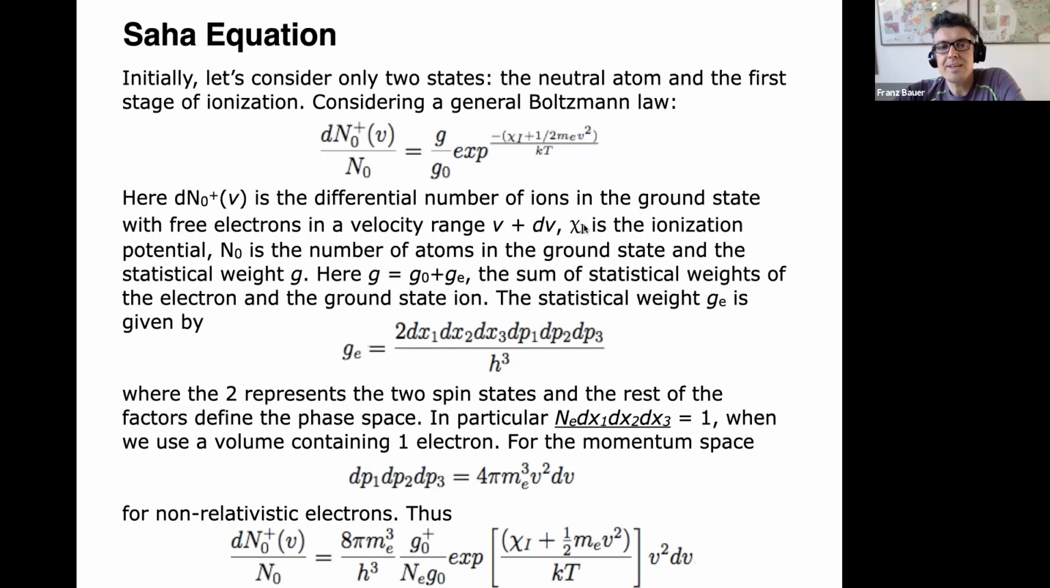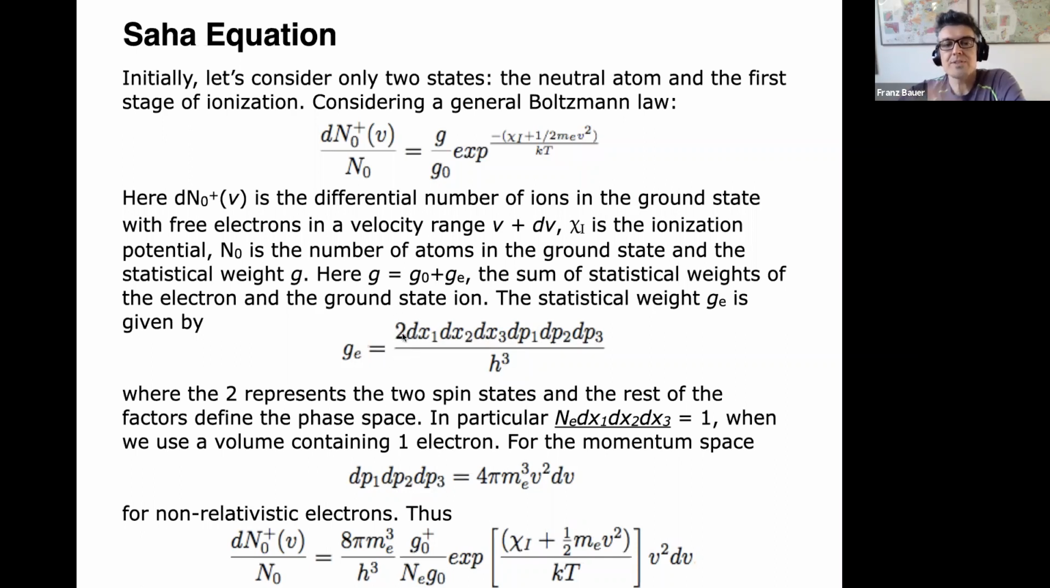So this thing is the ionization potential of that particular level. And then this thing is, as I said, the number of atoms in the ground state, and this is the statistical weight. Here, g is equal to the statistical weight of the ground state and the statistical weight of free electrons and the ground state ion. All right, so this is both of those things. And so the statistical weight of the electron is simply given by this thing here, which is the phase space and the momentum space. Right, so this is just the uncertainty principle.